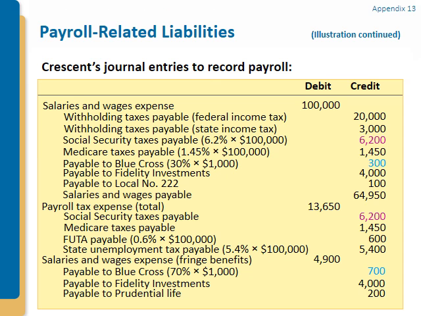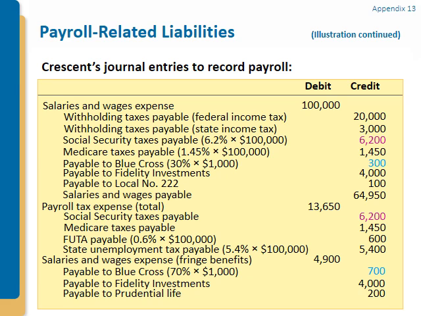To record the payroll, Crescent will make the following journal entries. Salaries and wages expense will be debited, and withholding taxes and federal and state income taxes will be credited. Social Security taxes payable, Medicare taxes payable, amounts payable to Blue Cross, to Fidelity Investments, to Local 222, and the remaining amount of salaries or wages payable will all be credited.